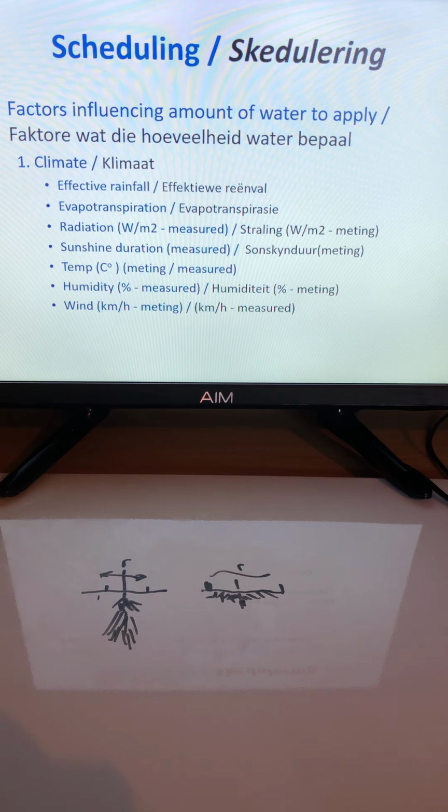And so then you have the main thing after effective rainfall, evapotranspiration, and that is influenced by all these following things: radiation, so that's the amount of energy from the sun. You can imagine in summer, you've got a lot of energy from the sun reaching your crops, and so you lose a lot of water due to evaporation. Sunshine duration, so in the summer you've got longer days than in the winter. Higher temperatures lead to more evapotranspiration, low humidity, and then high wind speeds. And that all influences the amount of water that you should apply to your crops.